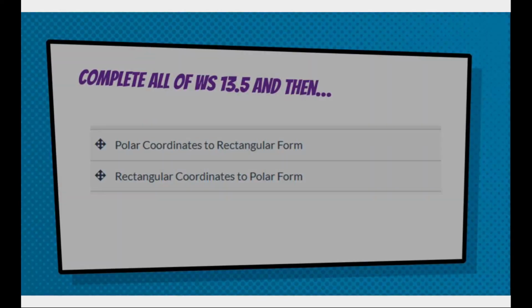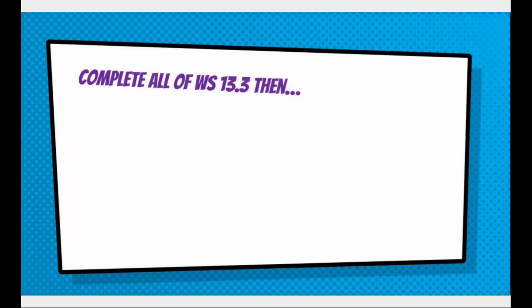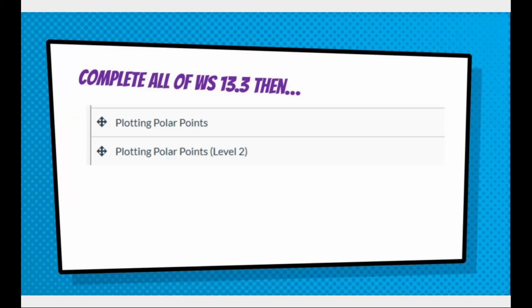And so now y'all's task is to complete everything on 13.5. Complete all of that, and then the following Delta Math problems are going to go along with this stuff. Good luck. Make sure you ask questions as you have them.